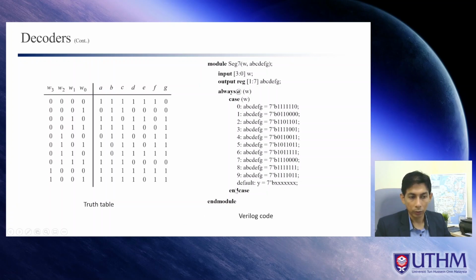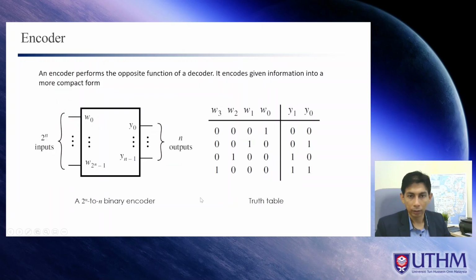So in Verilog, it is not recommended. So what you need to do is have a default. Why? It means that other than this 0 to 9, we don't care. All right. So this is how we create the circuit using behavioral modeling. Right. After this will be the encoder.